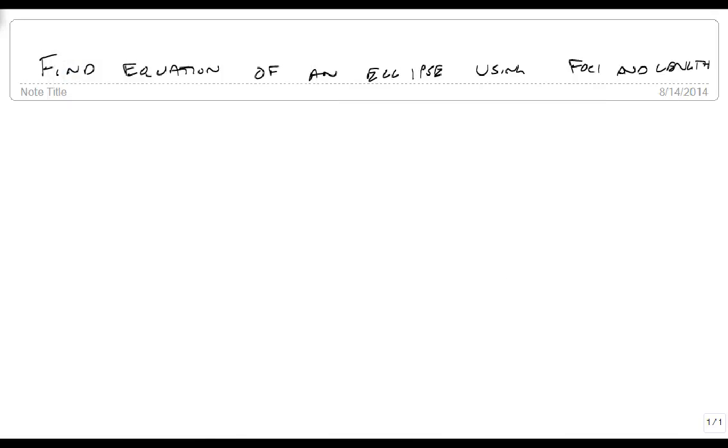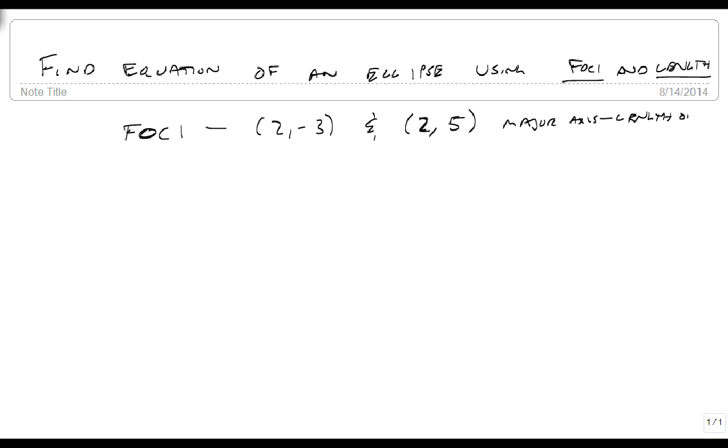We're now going to use what we've learned and we're going to reverse it. So instead of graphing, we're going to find the equation of the graph if we're given some information. And in particular, we're talking about the foci and the length. So suppose that we're told that the foci of this particular ellipse are at the points 2, -3 and 2, 5. Well, we also are told that the major axis has a length of 10.